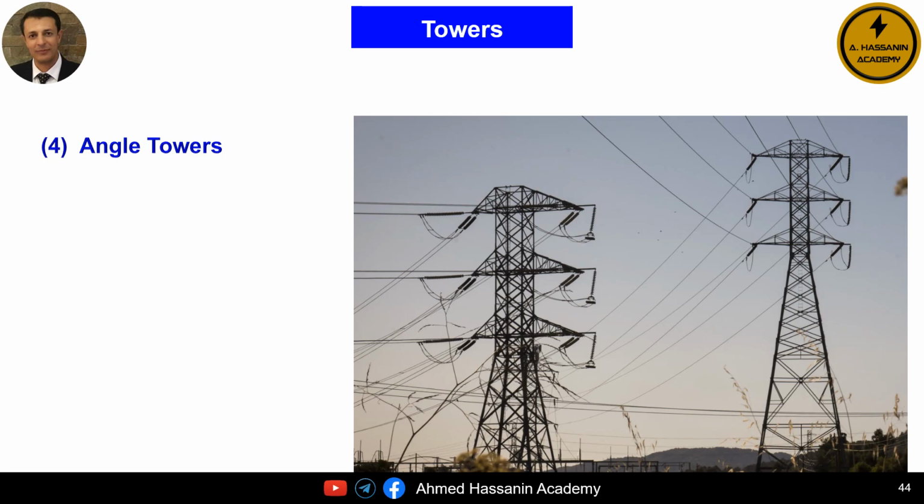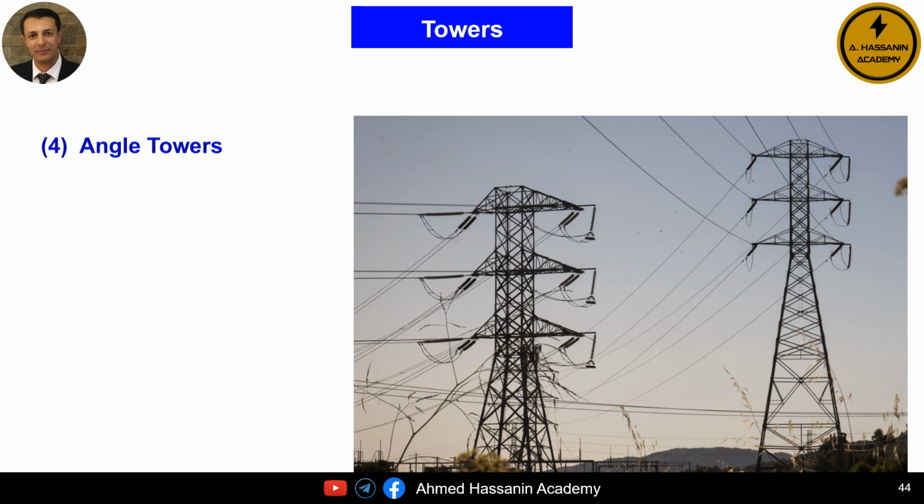Key features: they are generally heavier and stronger than regular straight towers. Instead of suspension insulators, angle towers use strain insulators, which are better suited for handling directional tension. They are also designed to handle greater side loads caused by the angular deviation of the conductors.